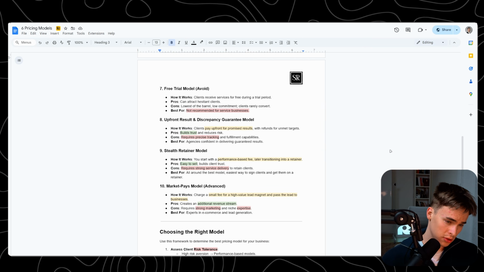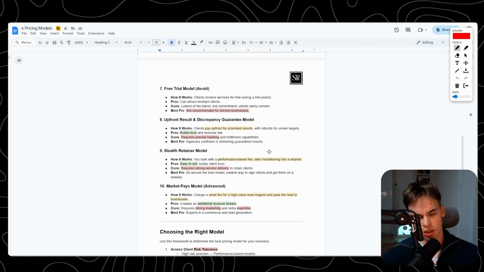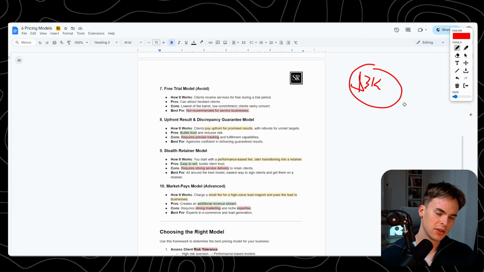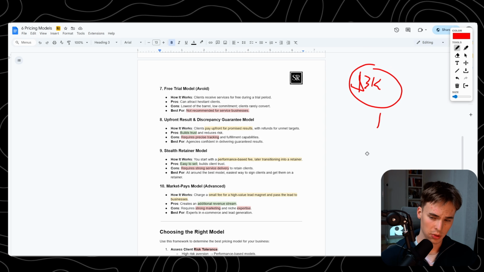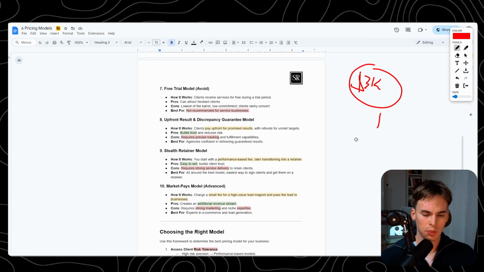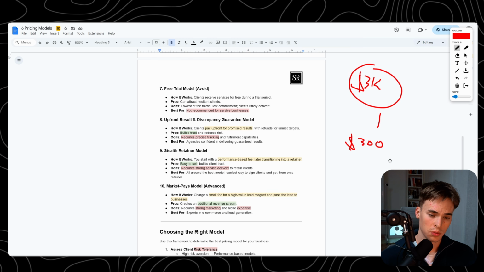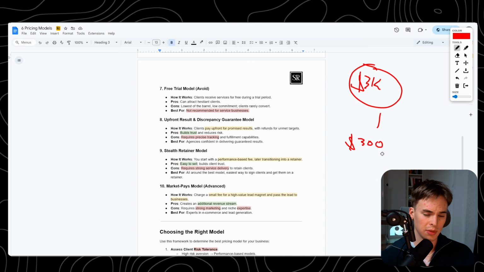Next is the upfront results discrepancy model. So how does this work? I'll explain. Instead of charging a setup fee, so let's say you want to charge them a $3K setup fee, but they are hesitant, you can downsell them on this upfront result discrepancy guarantee model. What does that mean? It sounds complicated, it sounds stupid. The big point of this, let's say you want to charge them $300 per call, and the goal is to get them a 3K setup fee. So you can frame it as this.